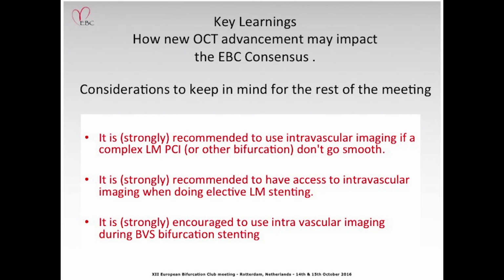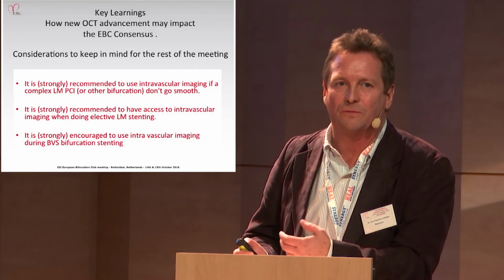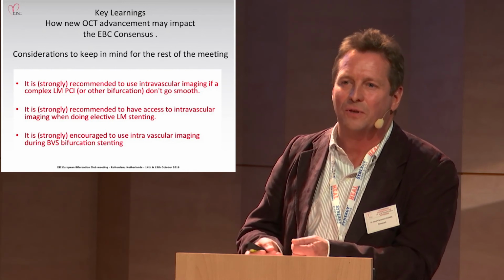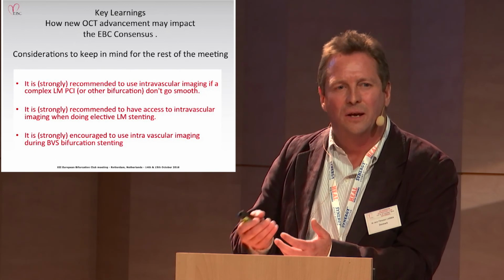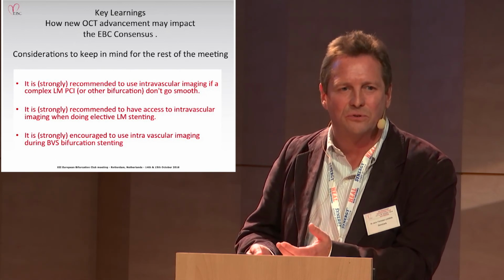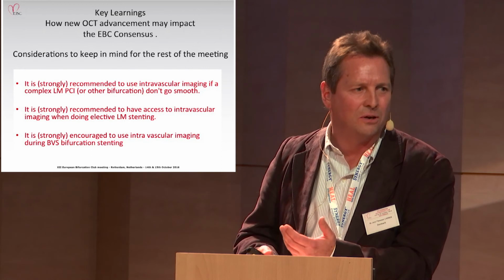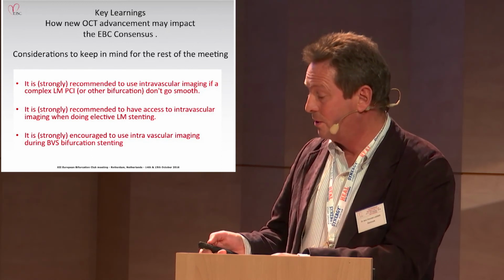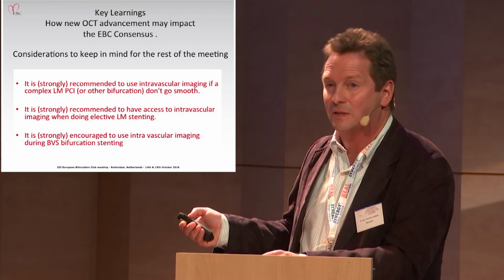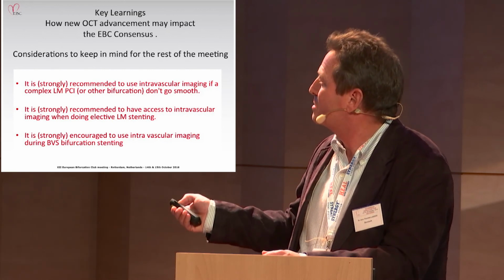We could argue that it is recommended to use intravascular imaging if a complex left main PCI doesn't go smoothly. It's a softened thing, but if you feel tension on the wires, if you think that the procedure doesn't really move forward the way you're thinking, it could be an option to use intravascular ultrasound to get a precise evaluation of what is actually going on. Are you behind the struts? Or is it a technical issue with protruding stent or other things?